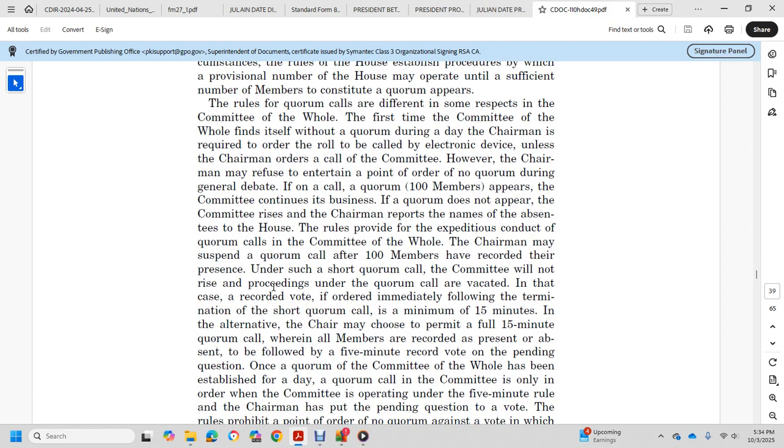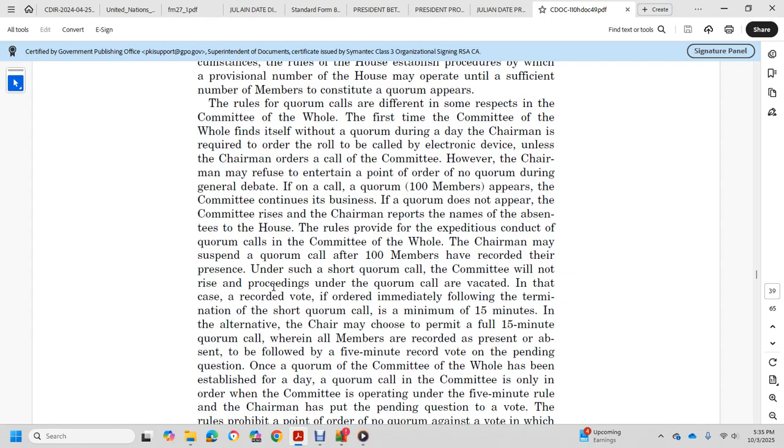The first time the Committee of the Whole finds itself without a quorum during the day, the chairman is required to order the roll to be called by electronic device, unless the chairman orders a call of the committee. However, the chairman may refuse to entertain a point of order of no quorum during general debate if, on the call for a quorum, 100 members appear for the committee to continue its business. If a quorum does not appear, the chairman has the right to report the names of the absent members to the House.